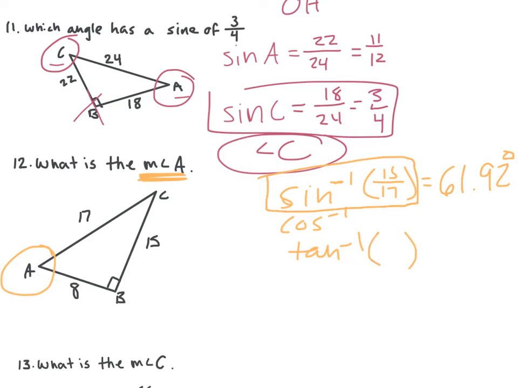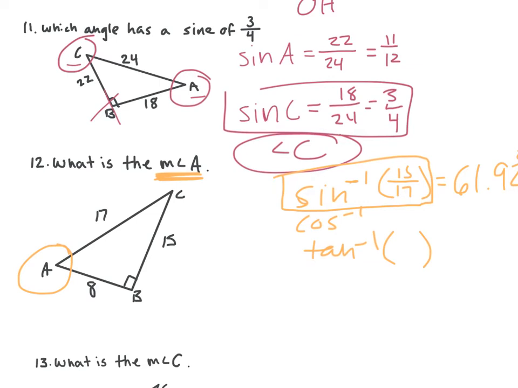So let's say we pick tangent instead. Remember, tangent is opposite over adjacent. So what's opposite of angle A? And what's adjacent to angle A? 8. So if we put tan -1 of 15 over 8 in our calculator, we'll get the same 61.92. So no matter which one you pick here, you could do sine, cosine, or tangent, you'll get the same answer. What's it rounded to? It'll be specific on the test what to round it to. But if you wanted to round it to 62, that's an acceptable answer.